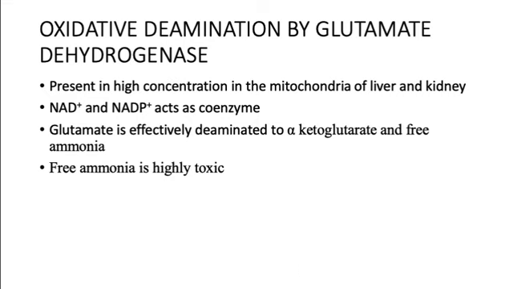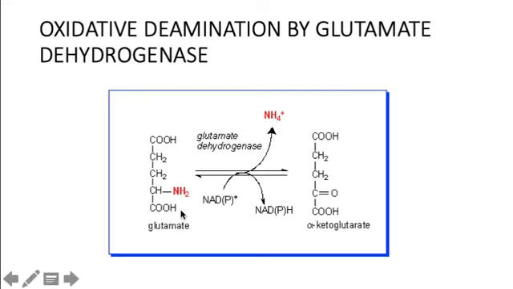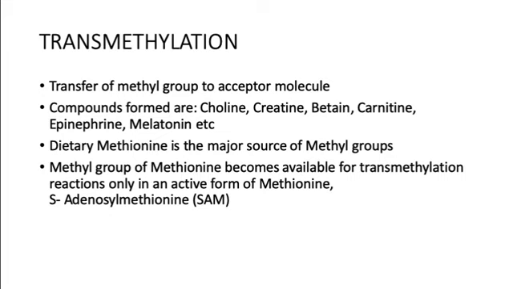So we'll go on to the reaction. Glutamate, in the presence of glutamate dehydrogenase, gives off ammonia, NADP gets converted to NADPH, and gives alpha ketoglutarate, right? So next we'll go on to another reaction, that is the transmethylation reaction.